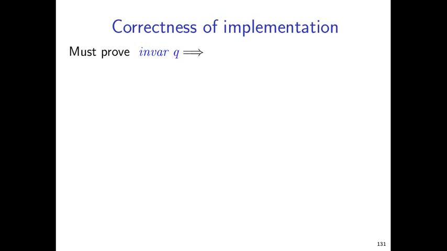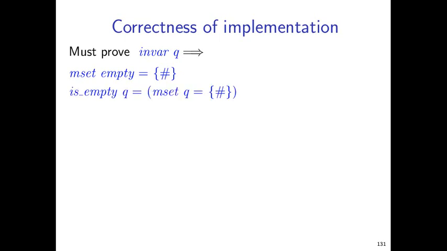Okay, and now what is the correctness? So the abstraction of the empty priority queue is the empty multiset. Is empty returns whether the abstraction of the queue is actually empty. Insert, as expected, the abstraction of insertion is the abstraction of the original set with the element inserted.